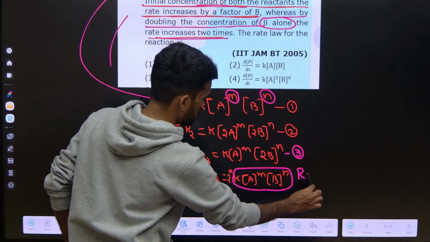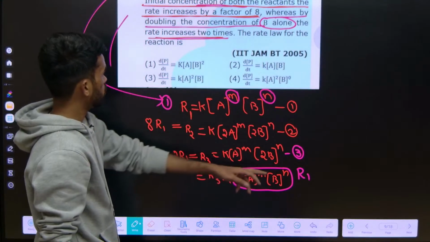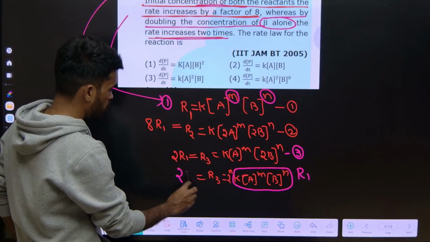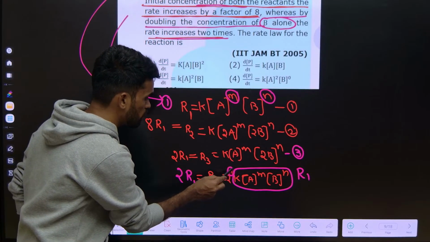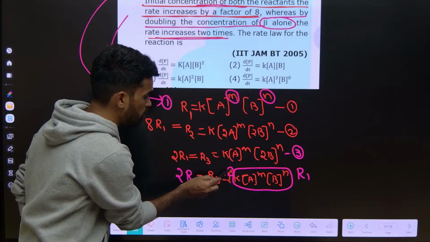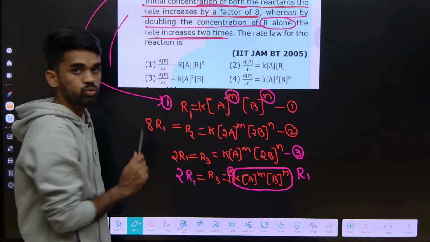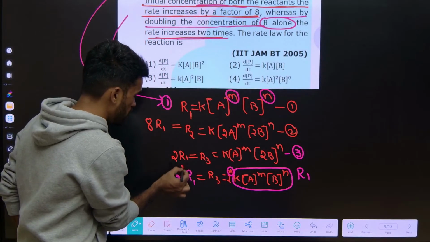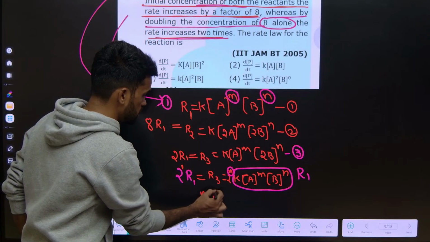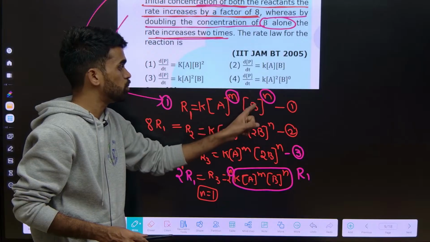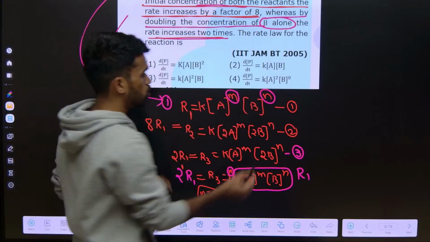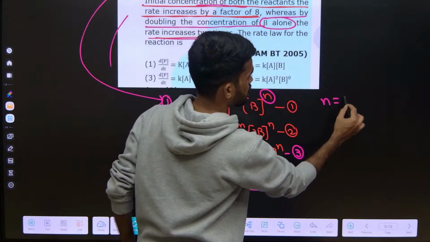R1 we are saying, R1. So this R1 should become 2R1. It means, what is the value of n here, since 2 power n is there? What value of n can I place so that it becomes 2? So n can be just 1. So n equals 1, that's it. It means the order with respect to B in this reaction is 1.